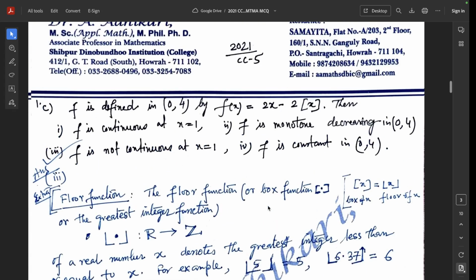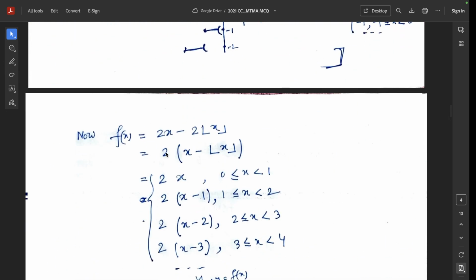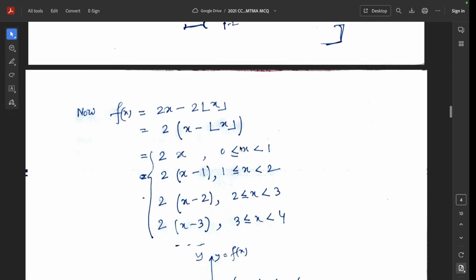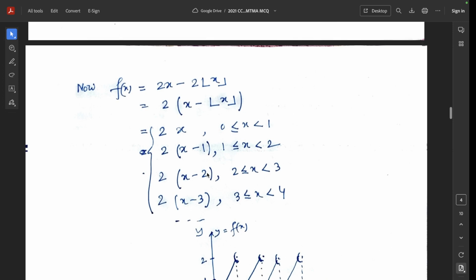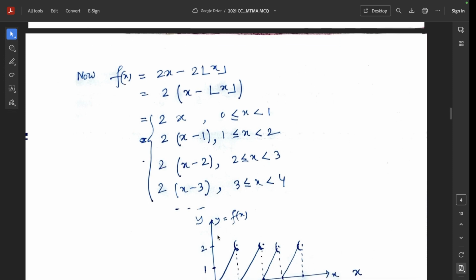Now our problem: in the given problem, f(x) equals 2x minus 2 box x. Taking 2 common, when 0 less than or equal to x less than 1, box x is 0, so f(x) is 2x. If 1 less than or equal to x less than 2, floor x is 1, so 2 times (x minus 1). When 2 less than or equal to x less than 3, box x is 2, so 2 times (x minus 2), and so on.